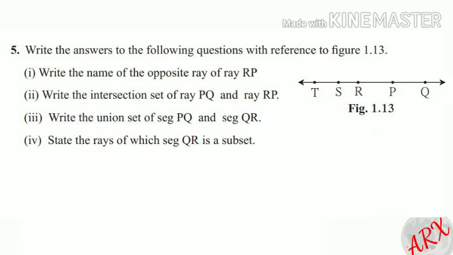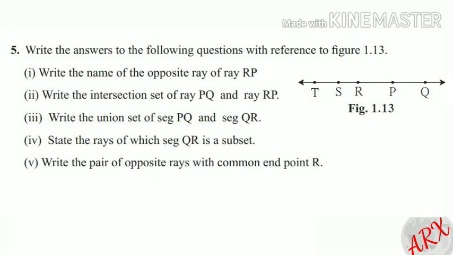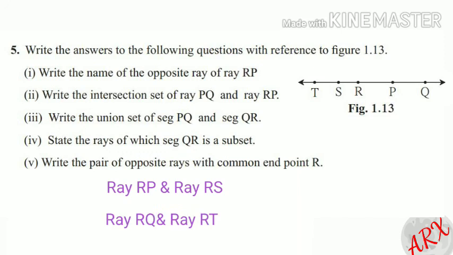Question number 4. State the rays of which segment QR is a subset. Here, we can write any rays which contains segment QR. So, answer will be ray QR or ray RP. Question number 5. Write the pair of opposite rays with the common endpoint R. So answer will be ray RP and ray RS, or you can take ray RQ and ray RT.